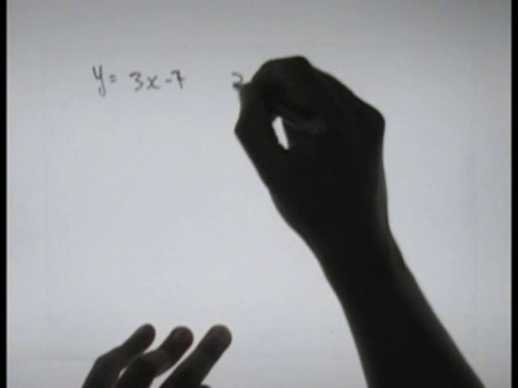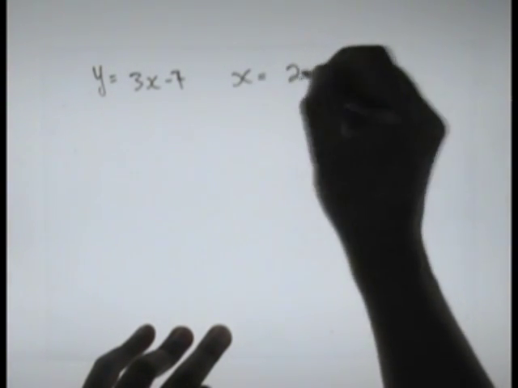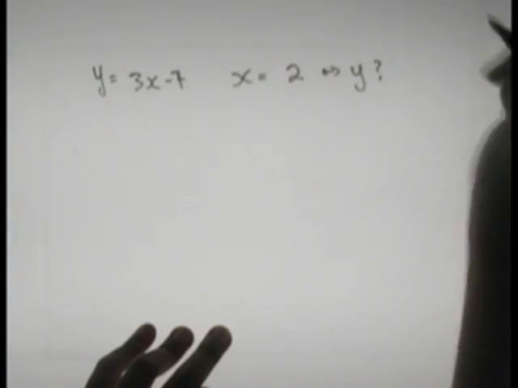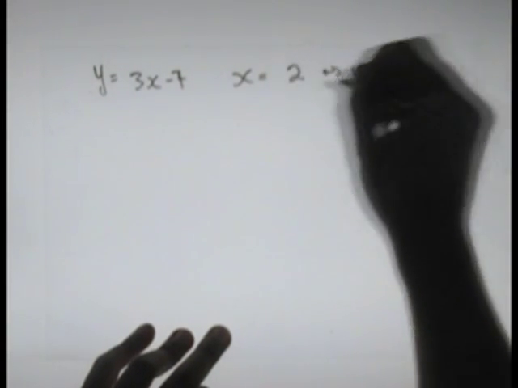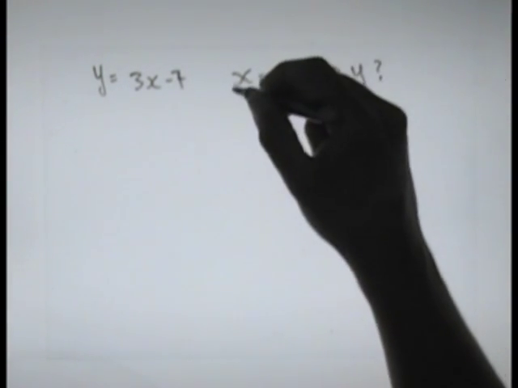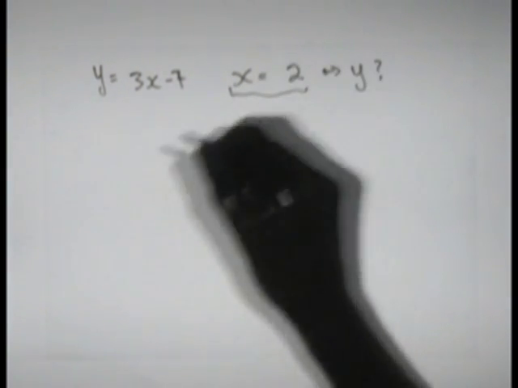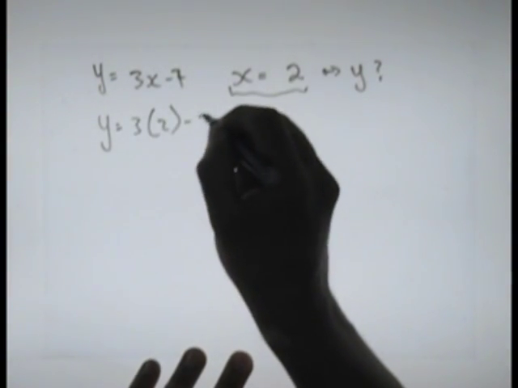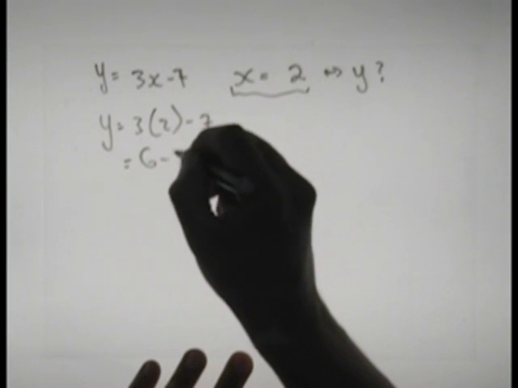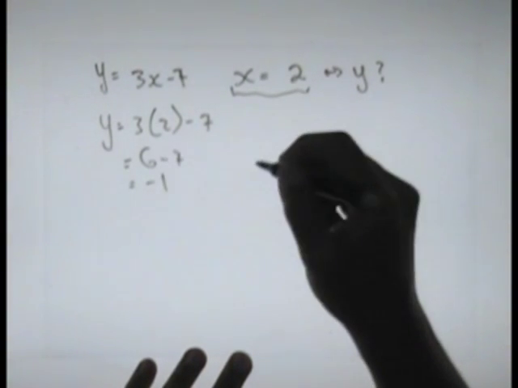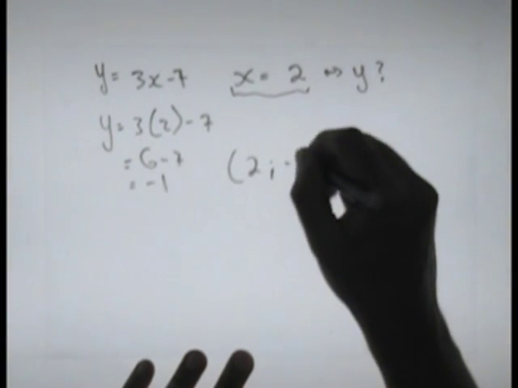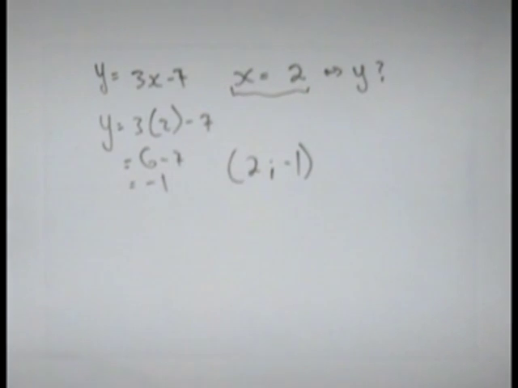And I told you that we have an x value of 2. What is the corresponding y value? Now in order to do this, it's actually quite easy. All we're going to do is substitute this x is equal to 2 in. That means that y is equal to 3 times 2 minus 7, which is equal to 6 minus 7, which is equal to negative 1. That means that our coordinates there are x is equal to 2, y is equal to negative 1.